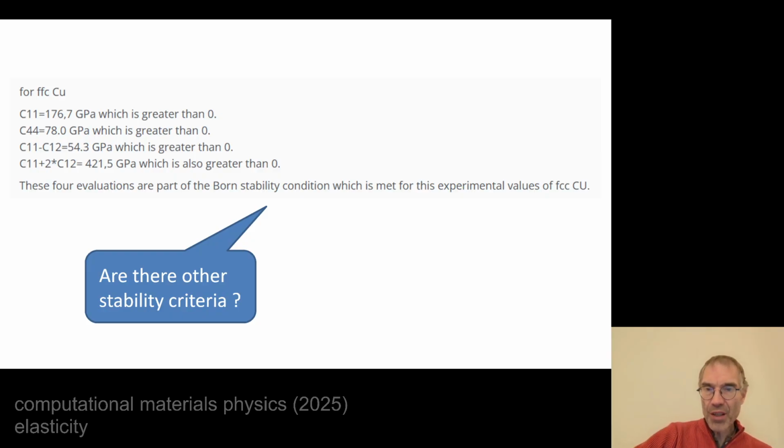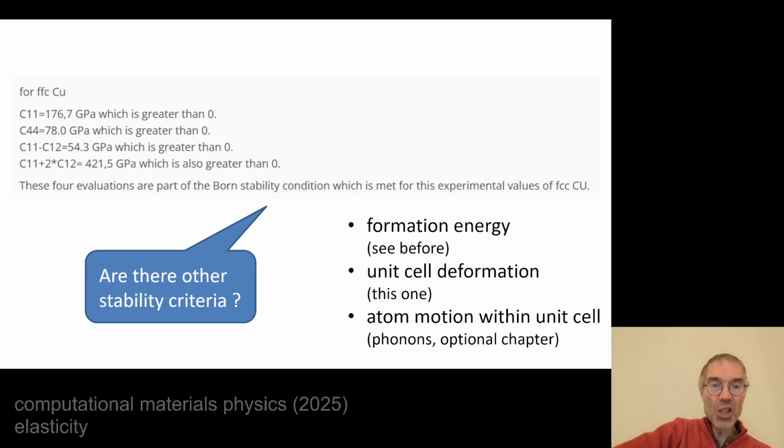People wonder sometimes, is this the only criterion you can use for stability, or are there also other stability criteria? And yes, there are others, and we have met already some of these. For instance, the formation energy. That is a stability criterion. If the formation energy with respect to any other combination of elements that are part of that crystal would be positive, then your crystal will disintegrate into these other crystals.